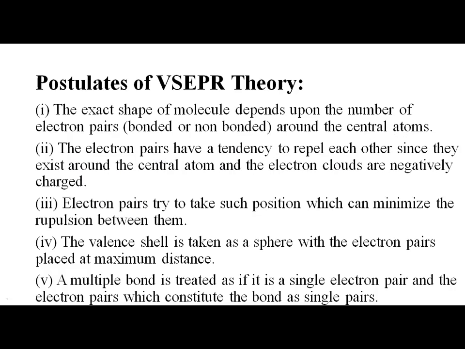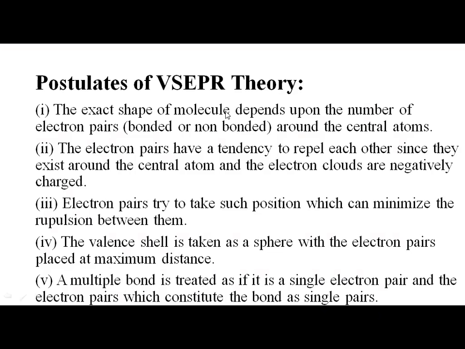So to reduce the repulsion, they will take positions such that, who will take the positions? The electron pairs will take positions such that they are maximum away from each other. When they are maximum away from each other, the repulsion will be minimum. So electron pairs try to take such positions which can minimize the repulsion between them. The valence shell is taken as a sphere with the electron pairs placed at maximum distance. Multiple bonds are treated as if they are a single electron pair.